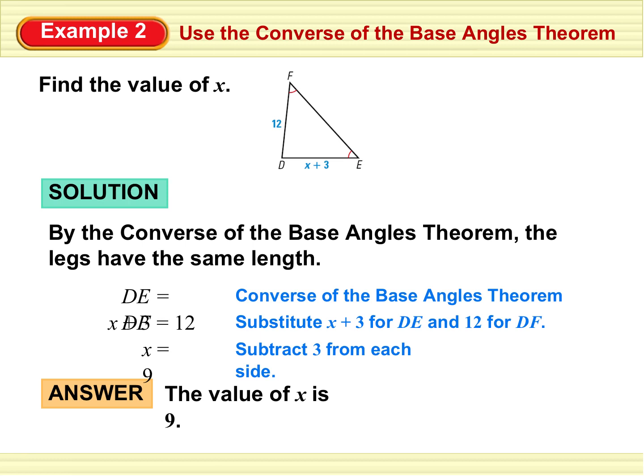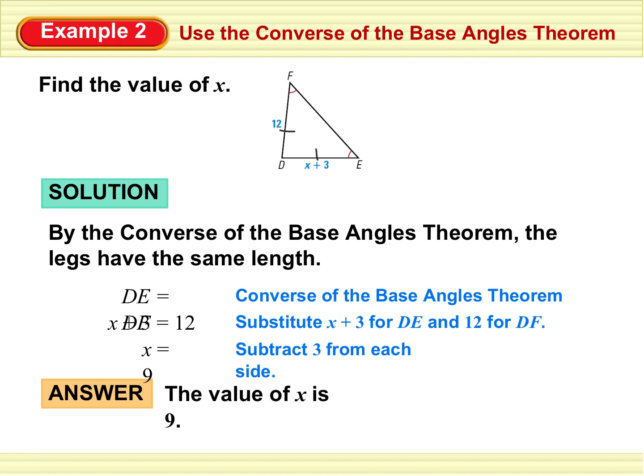Moving on here, it's the converse of the base angles theorem. The base angles theorem said that the two base angles of an isosceles triangle are congruent. So if those two angles are congruent, what do you know about those two sides? They're congruent. So these two sides right here are congruent to each other, which means they're the same, so they're equal to each other.